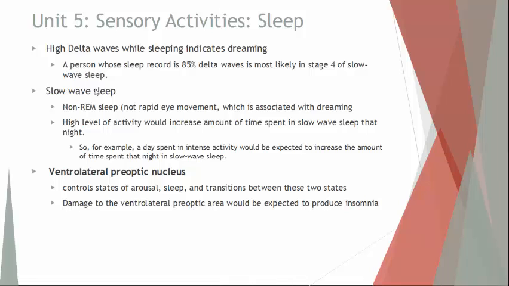And a high level of activity during the day will increase the amount of time spent in this very slow wave sleep that night. So if you have a very intense activity during your work day, it would be expected to increase the amount of time that night in a slow wave sleep cycle. The part of the brain that will help control the transitions between sleep and wake cycles is called the ventrolateral preoptic nucleus. This will regulate how well you go from being awake to falling asleep and waking back up again.